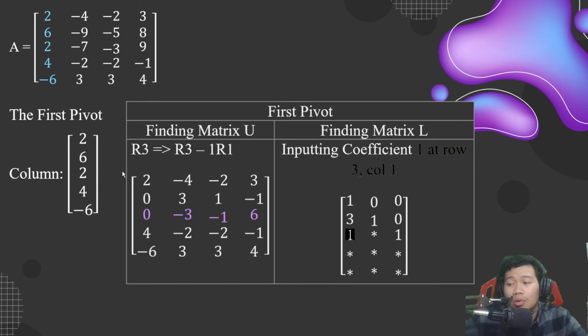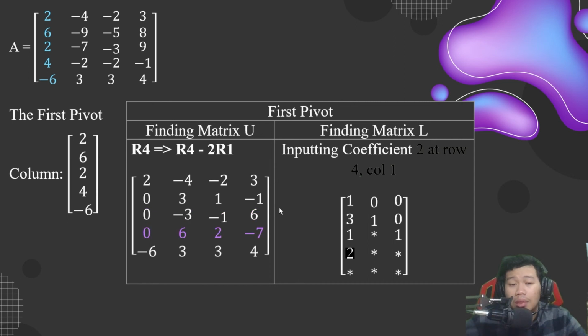Next, making row 3 column 1 in matrix U into 0. Subtract R3 with R1. Again, the purple is the result. Then put the coefficient 1 since R3 is already subtracted by R1. So minus 1 becomes 1 since it's the negation of this one, into the matrix L at row 3 column 1, this one.